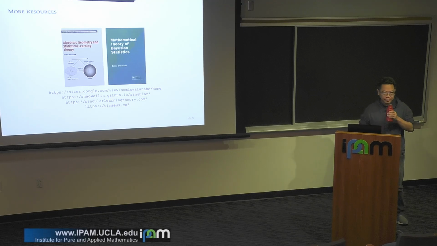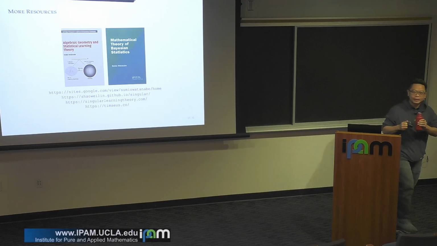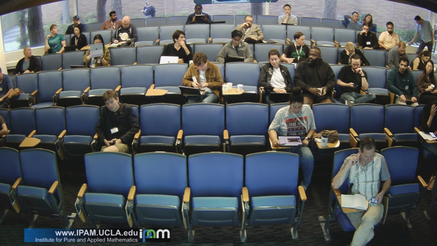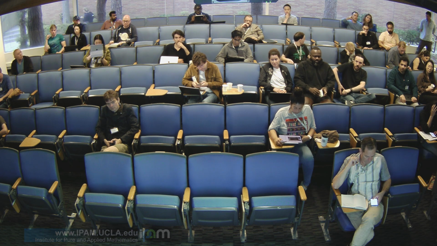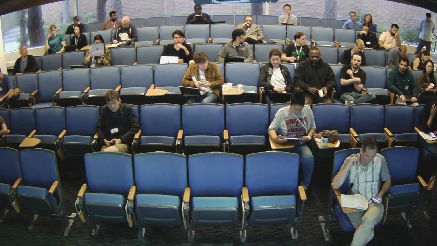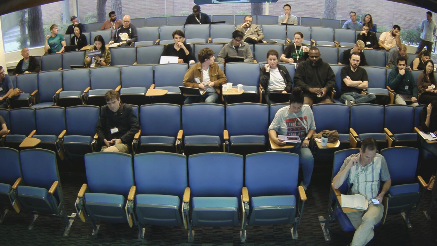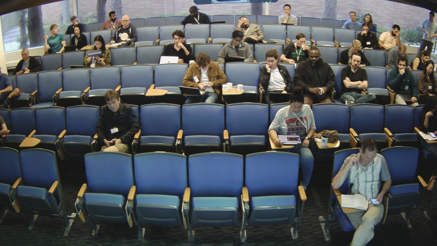Any questions at this point? Yes? The Bayesian information criterion result, if I understand correctly, is assuming a parametric model. Are there analogs of these outside the parametric setting?